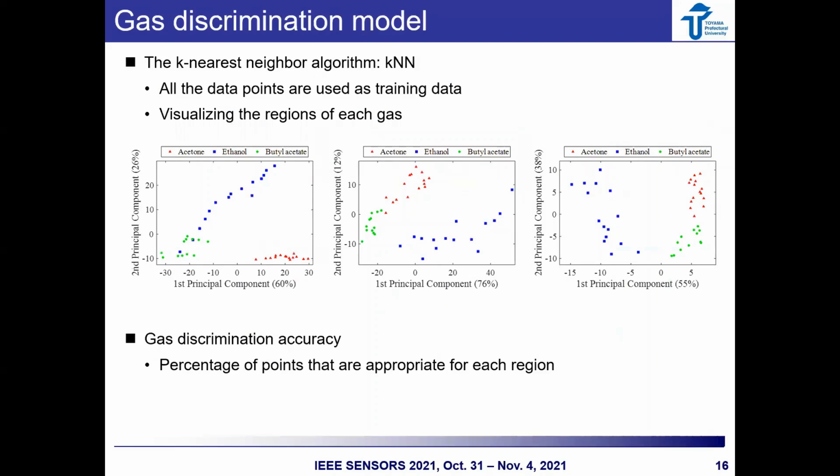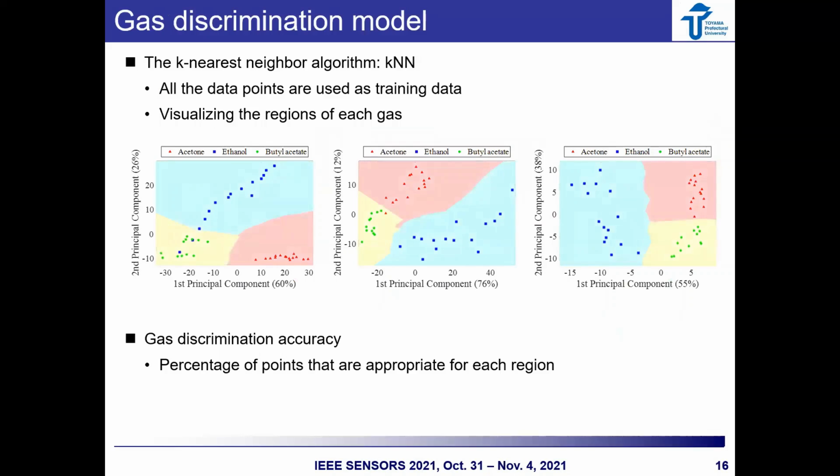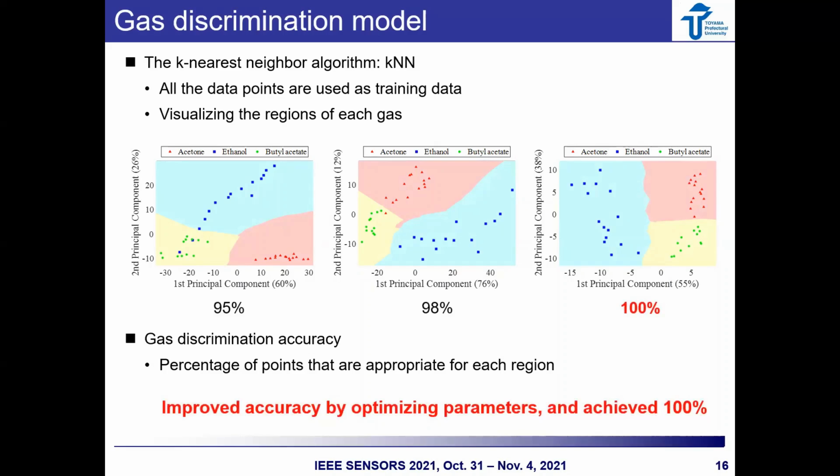All the data points in the plots were used as training data, and the regions of each gas were visualized. Here shows the result. The regions of the red is for acetone, blue for ethanol, and yellow for butyl acetate. In this study, we evaluated the percentage of points that are in appropriate regions as gas discrimination accuracy. The results were 95% for S1, 98% for S2, and 100% for S5. As described above, by changing the parameters of the modulated waveform, 100% discrimination accuracy was achieved for the three gases.